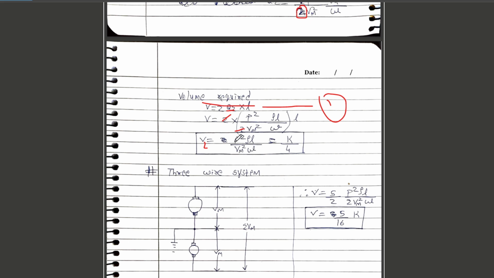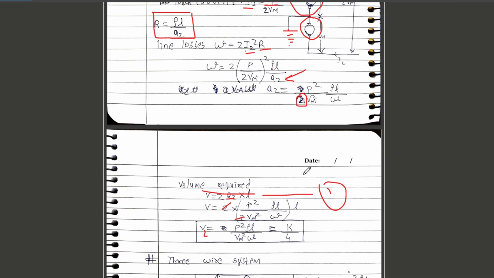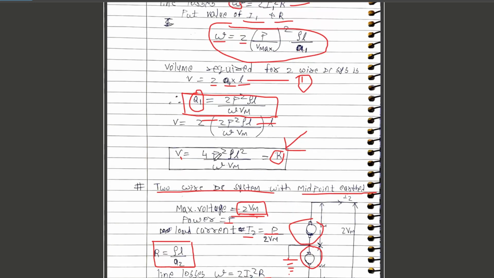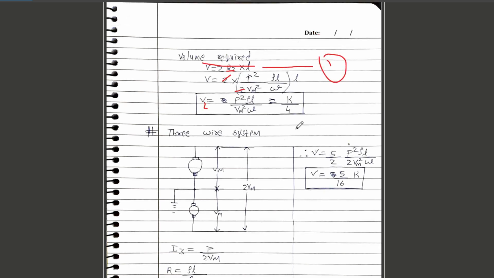As we know, for the two-wire DC system, we have considered this as 4 P square rho L by omega Vm square. So substituting this P square rho L by omega Vm square and transferring this 4 to this side, we will get this equation as K by 4. So your volume V2 for a 2-wire DC system with midpoint earthed, we will get as K by 4, right?